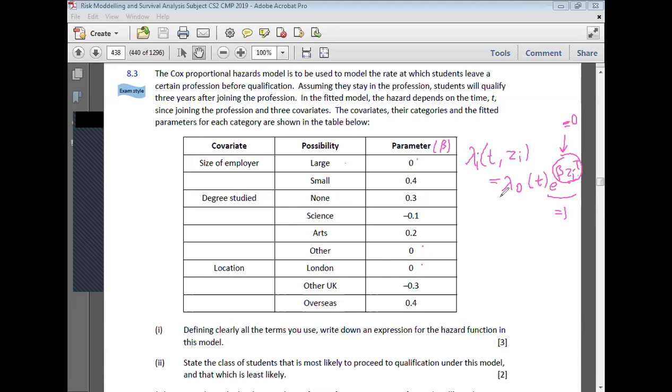So again, what you want to see here is, let us say you have two particular people. One person has a science degree and has worked in a small company, and the other person has an arts degree and has worked in a large company. How will you compare these two people? So this is what is going to help you.